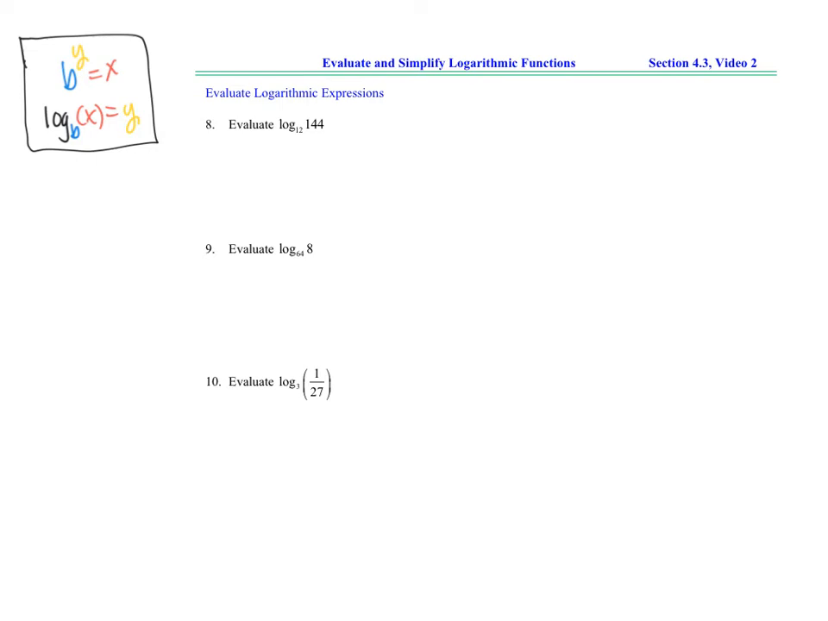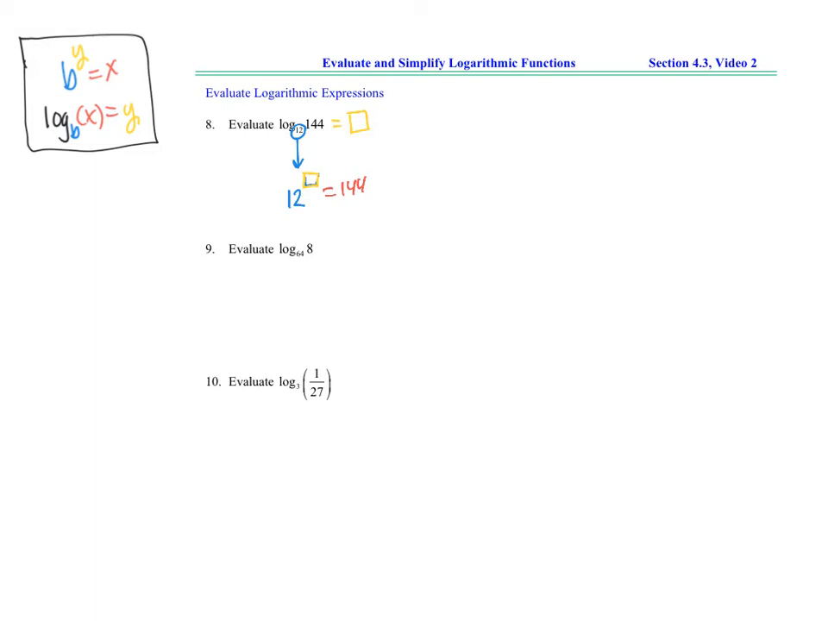I'm going to evaluate and simplify some logarithms. All right, using the definition of a log, I'm going to rewrite this as an exponent. So I'm trying to take log base 12 of 144 and figure out what that is equal to. As I rewrite this as an exponent, the base is what I'm taking to a power. So 12 to what power is equal to 144?